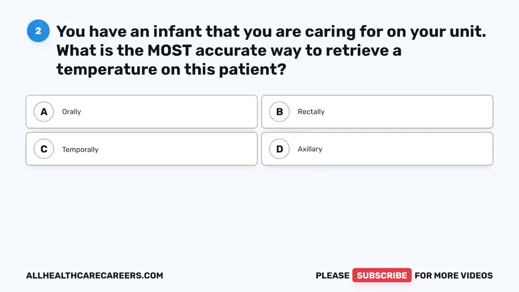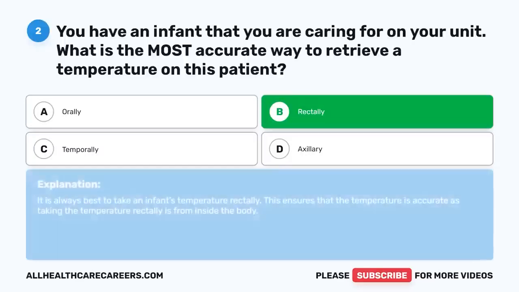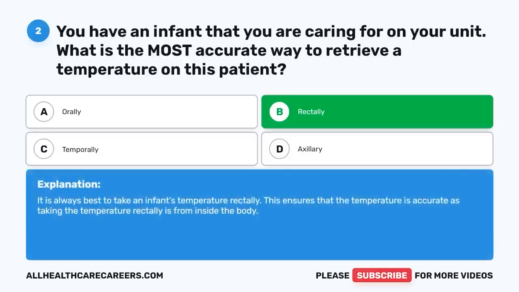Question 2. You have an infant that you are caring for on your unit. What is the most accurate way to retrieve a temperature on this patient? A. Orally. B. Rectally. C. Temporally. D. Axillary. The correct answer is B. Rectally. It is always best to take an infant's temperature rectally. This ensures that the temperature is accurate, as taking the temperature rectally is from inside the body.